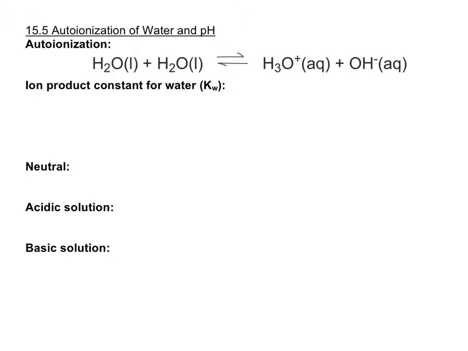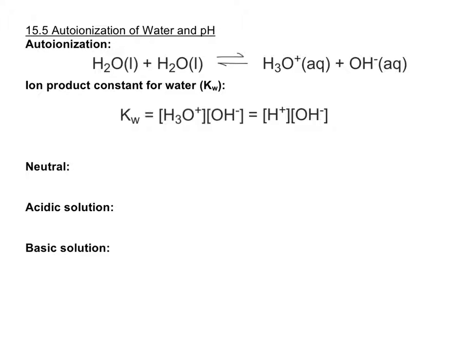All right, since we have this reaction, we can write an equilibrium constant for it, and we call it Kw because it's the autoionization of water. Remember that we don't include liquids in our equilibrium constant, so Kw is going to just equal the concentration of H3O+ times the concentration of OH-, or the concentration of H+ times the concentration of OH-.